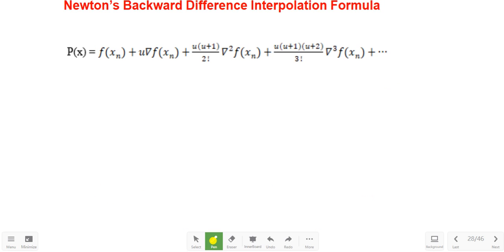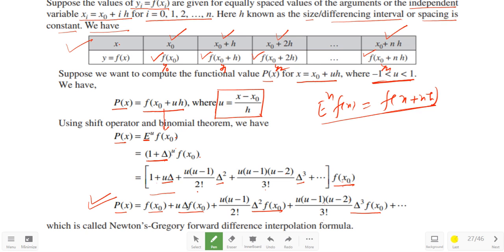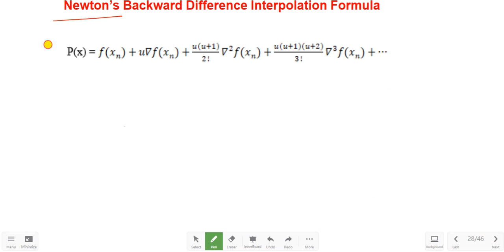Now the second formula is Newton's backward difference interpolation formula. In the same way we derive this formula and we obtain p(x) = f(xn) + u∇f(xn) + u(u+1)/2! ∇²f(xn) + u(u+1)(u+2)/3! ∇³f(xn) and so on up to infinity. Here u = (x - xn)/h. Here h is the interval difference.